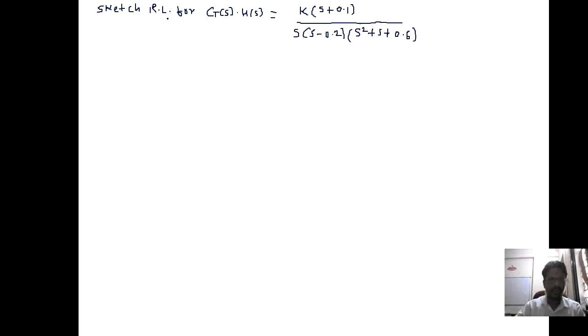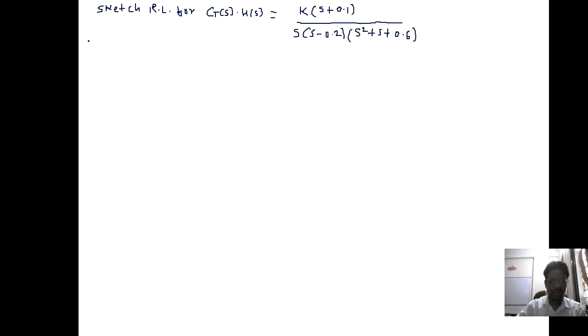And today's topic of discussion is again a numerical on root locus. So the numerical is: sketch root locus for G(s)H(s) equal to K times (s plus 0.1), divided by s(s minus 0.2)(s square plus s plus 0.6).